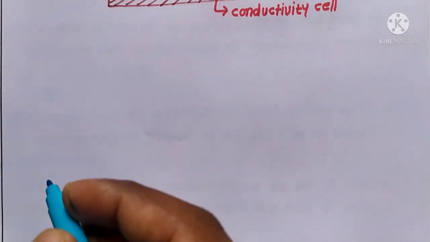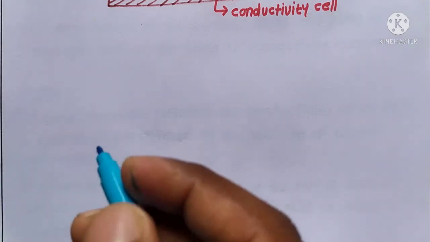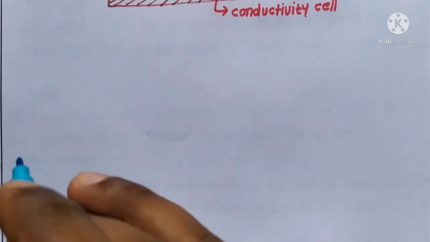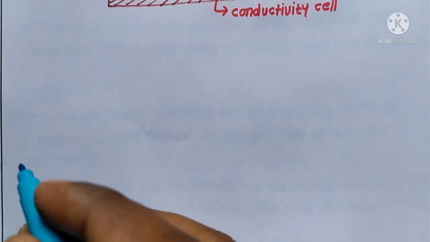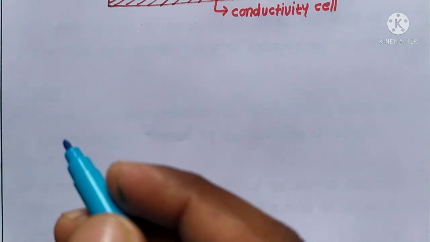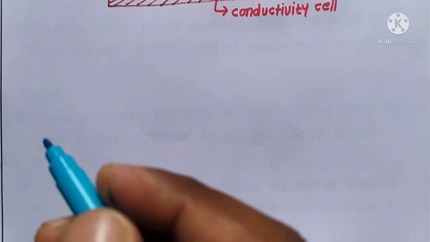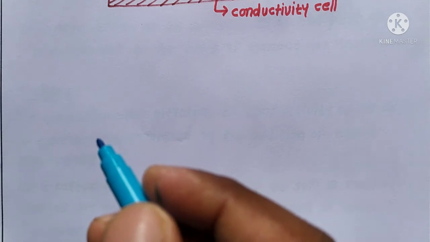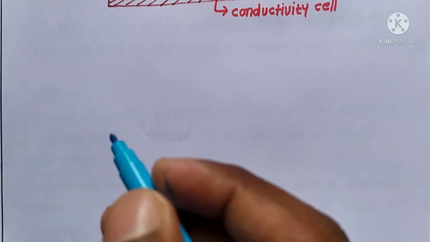Next we are going to discuss the types of conductometric titration. So basically conductometric titrations are classified into three types. One is the acid base titration, also called neutralization titration. Second one is the redox titration, also called oxidation reduction titration. And third one is the precipitation titration.